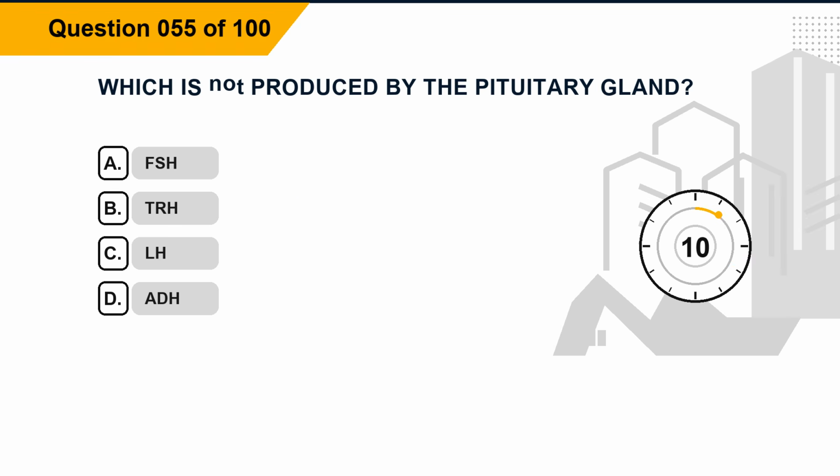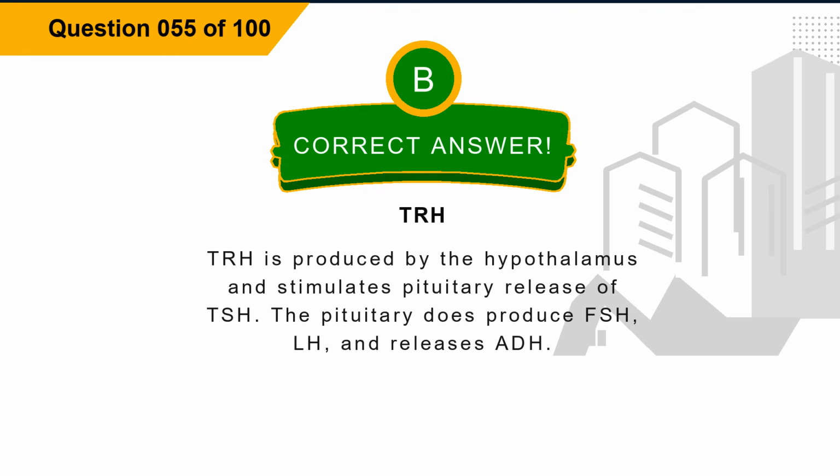Question 55. Which is not produced by the pituitary gland? Option A, FSH. Option B, TRH. Option C, LH. Option D, ADH. The correct answer is option B, TRH. Explanation. TRH is produced by the hypothalamus and stimulates pituitary release of TSH. The pituitary does produce FSH, LH, and releases ADH.